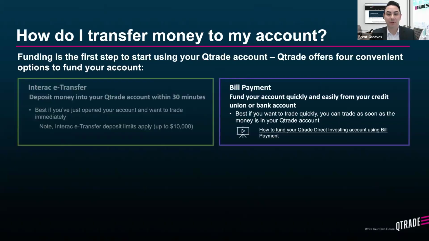Our next option is bill payments. If you want to trade quickly and beyond the $10,000 Interac limits, bill payment is always a good option. You can trade as soon as you see the money in your Qtrade account.